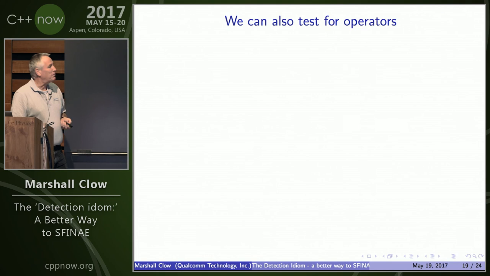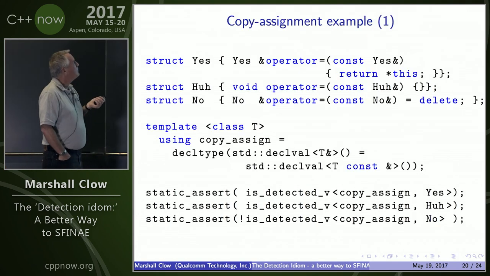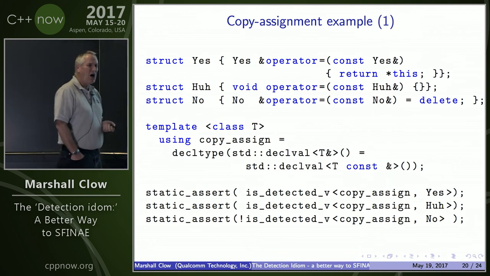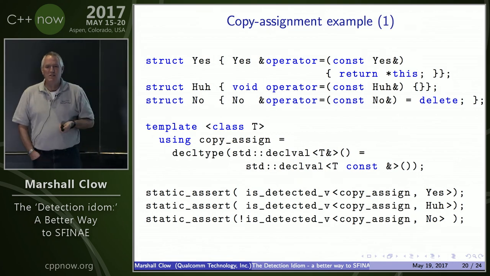Operators. We can also test for operators. Here I have copy assignment. We have Yes, Huh, and No, and in this case, Huh has a pretty odd copy assignment operator. It returns void. Why? I don't know.